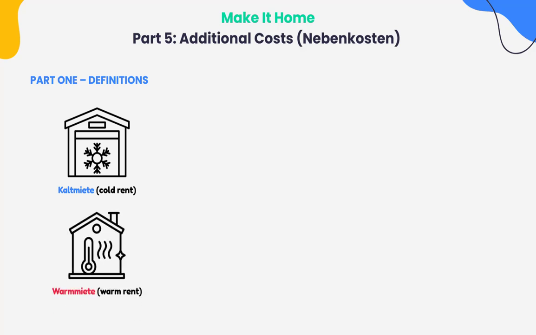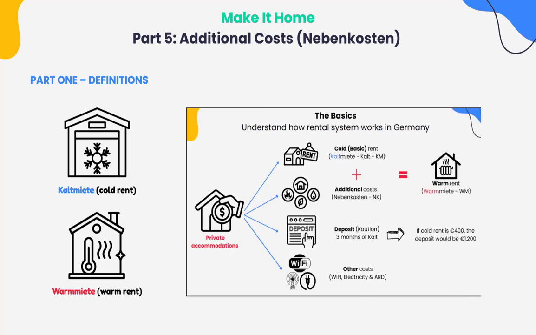Warmmiete, or warm rent, is the full price you actually pay every month. It includes the Kaltmiete plus the estimated additional costs. If this already feels a bit abstract, pause here and watch video 1 of this series, where we explain how the German rental system works step by step.